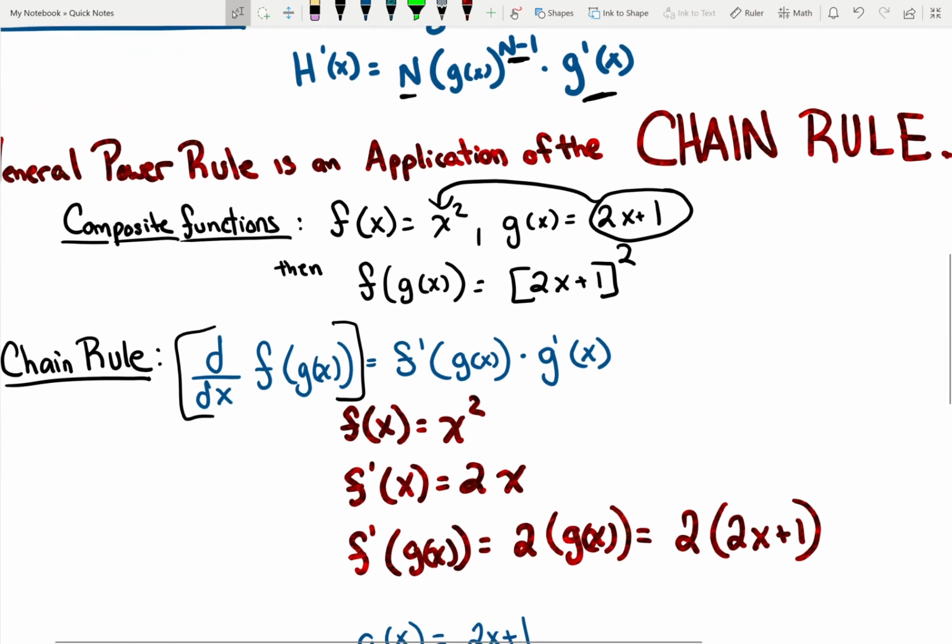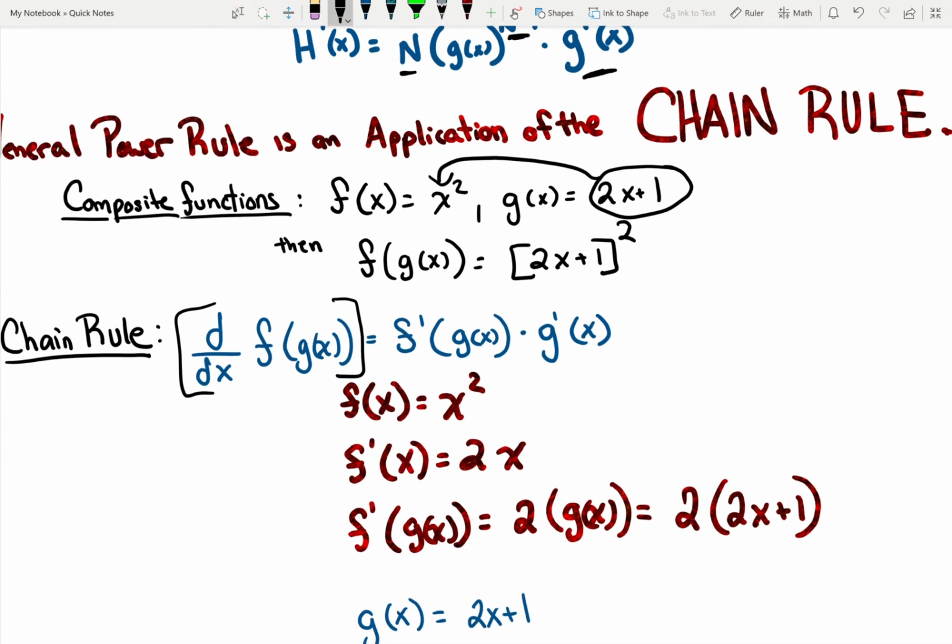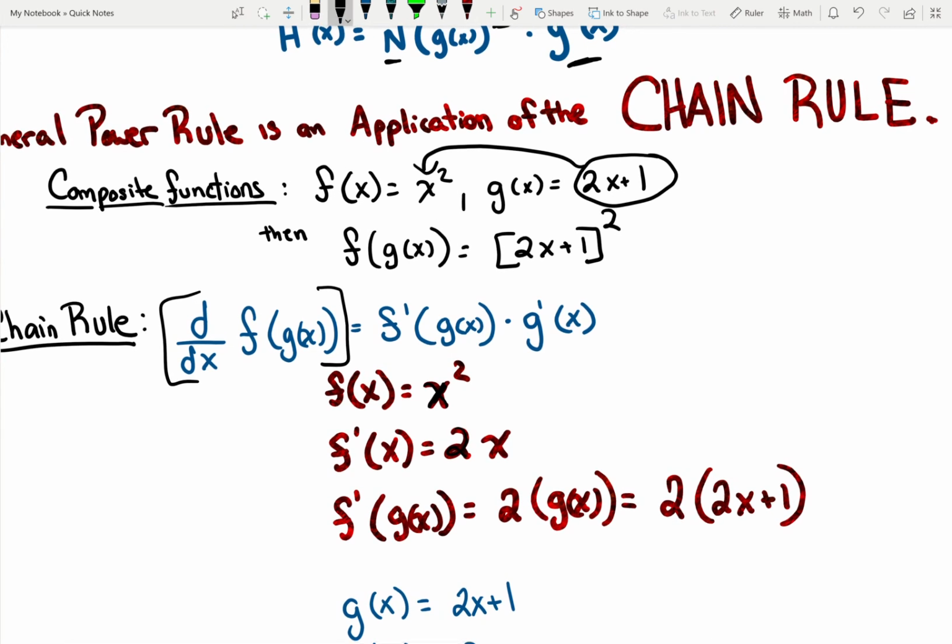So here, for this example, f of x is x squared. Then the derivative of this, using the power rule, is 2x. Okay, so they want us to find f prime of g of x. So we have f of x, then we have f prime of x. Now we need to find f prime of g of x. So all we do is replace this x right here with g of x. And g of x is equal to 2x plus 1. That's all coming from over here.